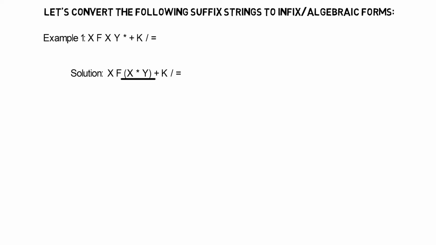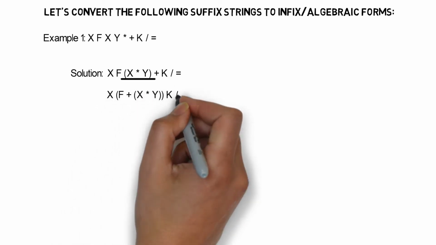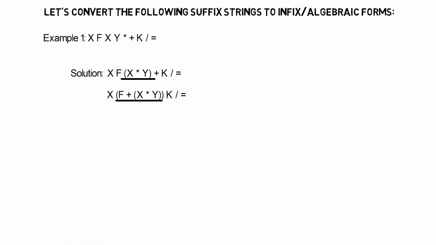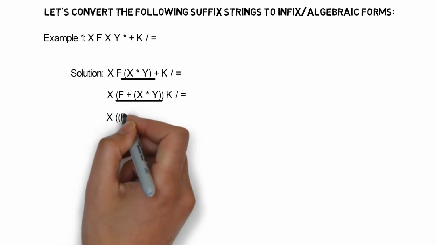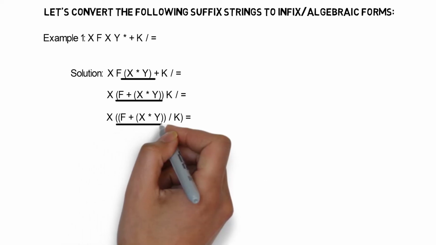The plus sign can also fall between f and into bracket x star y or bracket. Then we marry them using the bracket. Our new expression becomes x all into bracket f plus into bracket x star y k slash equal to. Now the division symbol will also fall between all into bracket f plus into bracket x star y and k. Then we marry them with a bracket.